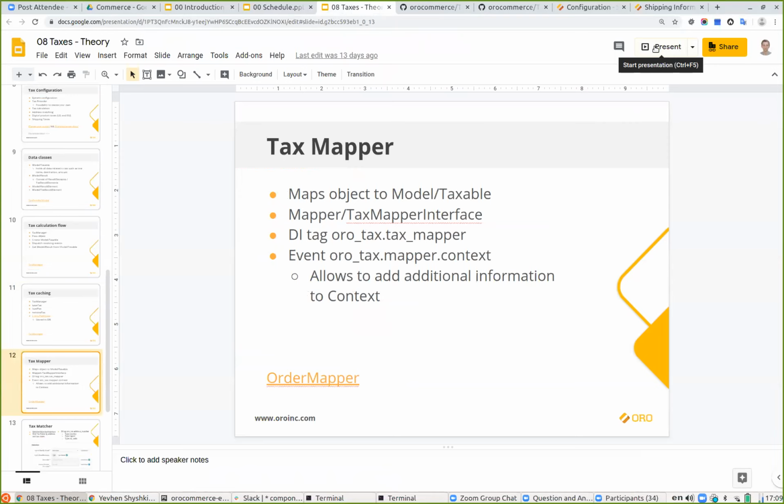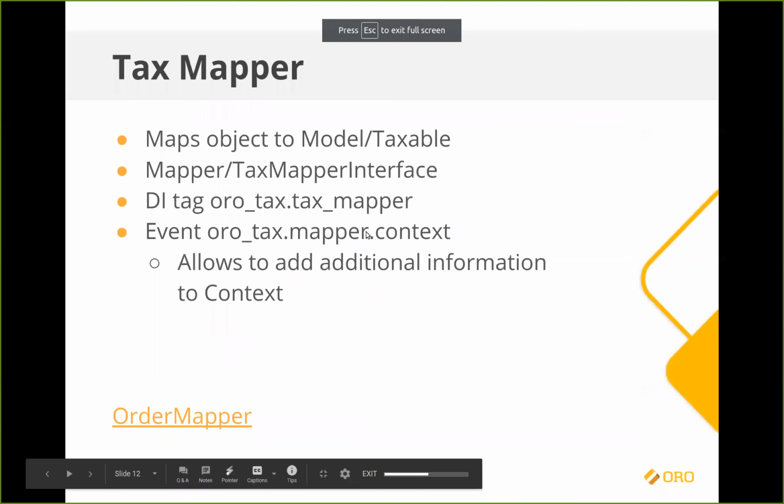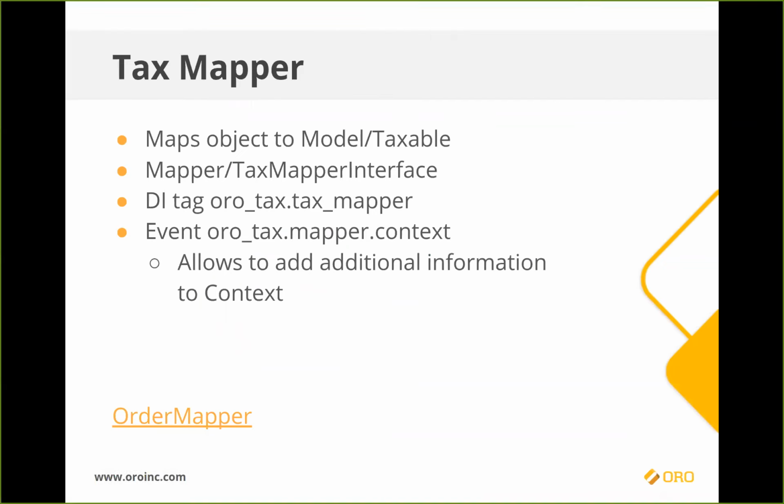Now the tax mappers. Tax mappers are special classes, or objects of these classes, used to create a taxable. So as you remember, you have to pass the entity and then the application is going to create a taxable object based on it, which contains all the required information, like the quantity, the price, the shipping, or the tax jurisdiction, and so on. And this is where tax mappers are used. So a tax mapper is a sort of converter from the entity to the taxable. They're registered using a dependency injection tag on the TaxManager, and they trigger events called TaxMapperContext to calculate the actual context.